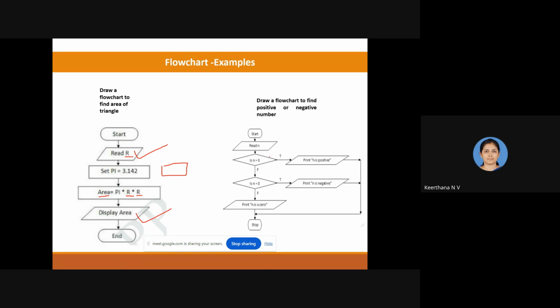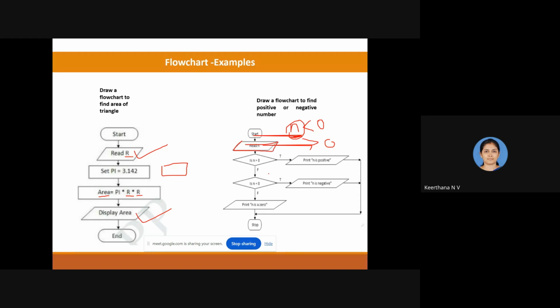So this is a flowchart for finding whether the number is a negative number or a positive number. Whether it is a negative number means it should be lesser than 0, right? It is a positive number means greater than 0. For that, I am getting one number from the user. That number I have represented as n. This I am getting from the user, so that's why it was represented as a parallelogram.